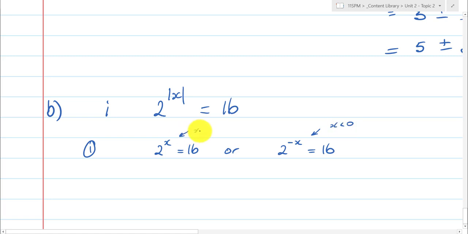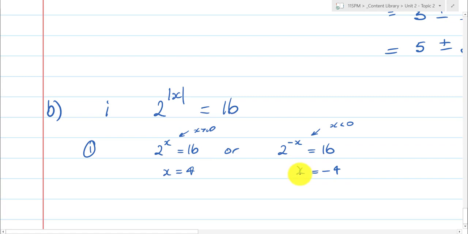And that gives me x equals 4. And is there a solution to that? x equals negative 4. That works. 2 to the power of negative 4. That works. So I could go through and solve it that way.